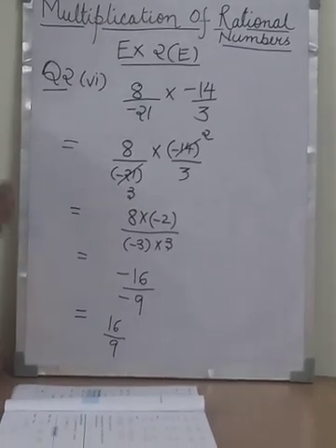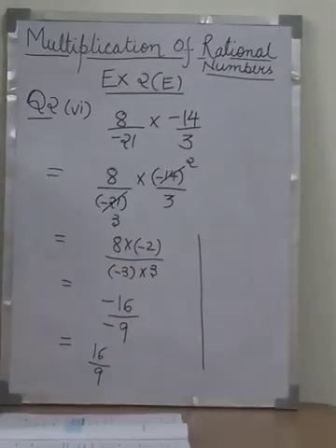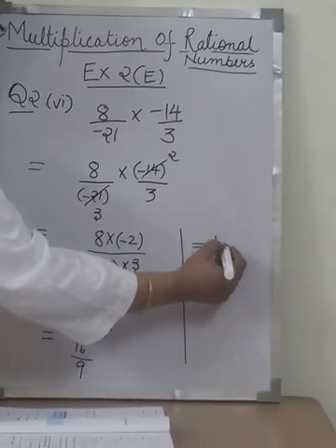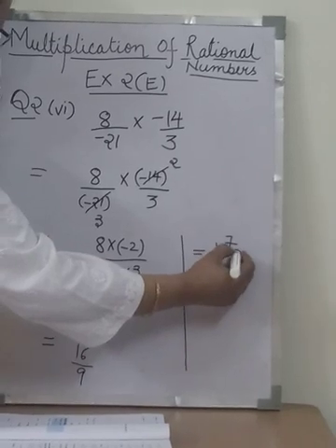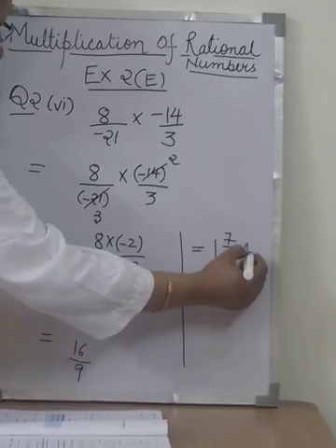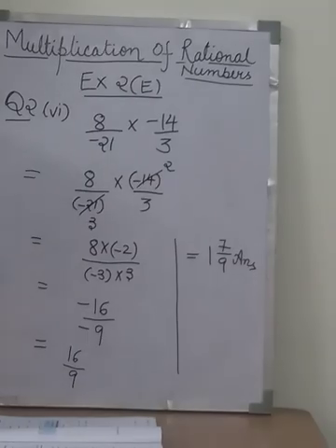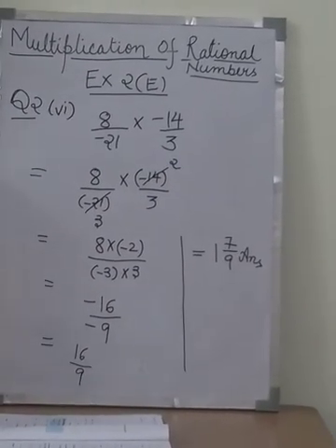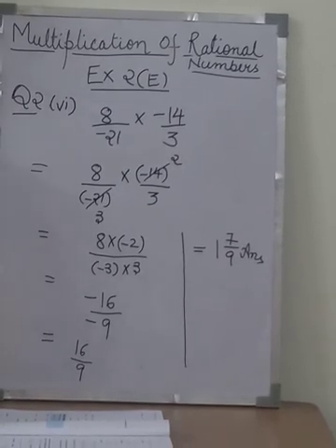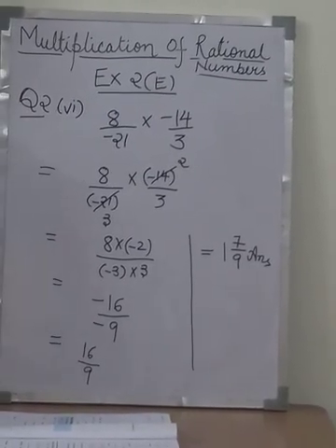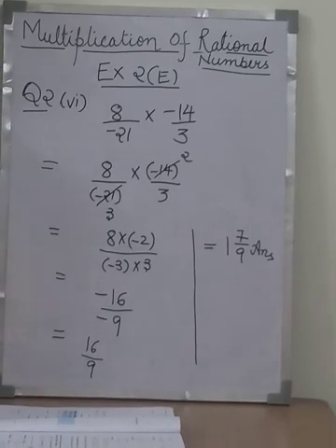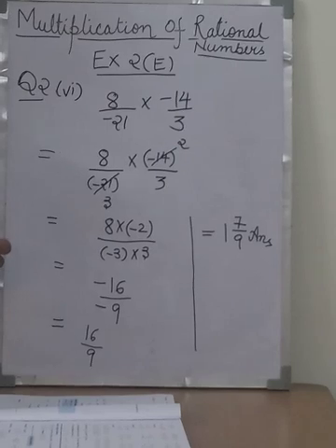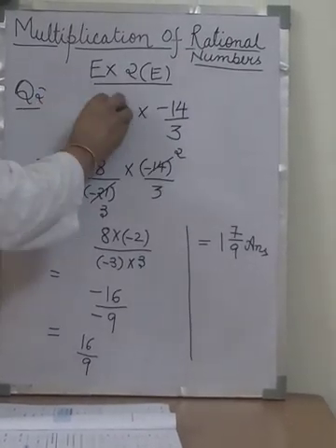So what do we get? 16 by 9. As it is an improper fraction, we convert it into a mixed fraction. So what will the answer be? 1 whole 7 by 9. Whenever you find an improper fraction, convert it into a mixed fraction. Okay, children. I'll do one more part for you, that is question number 2, 5th part.